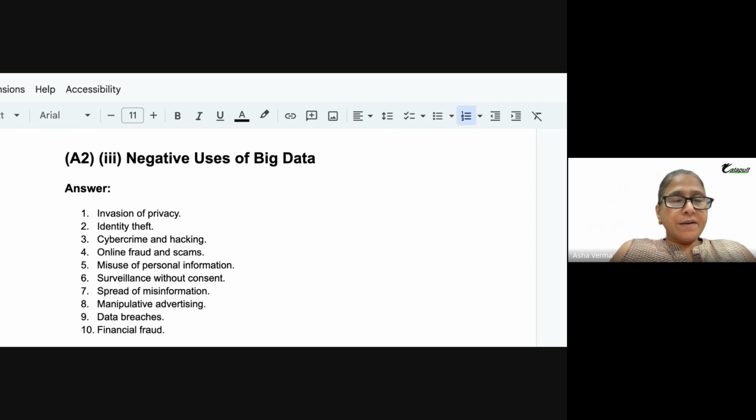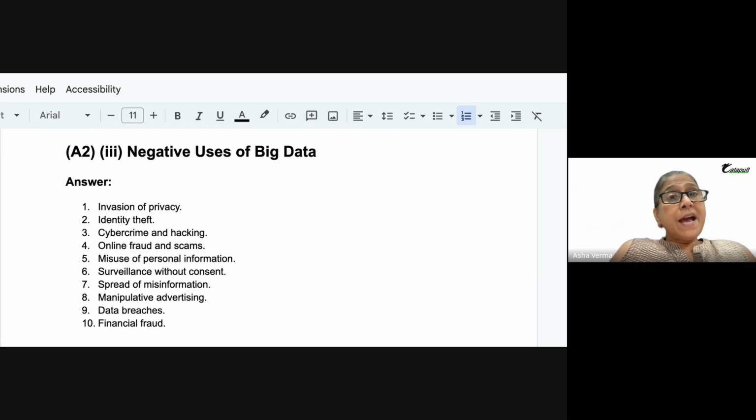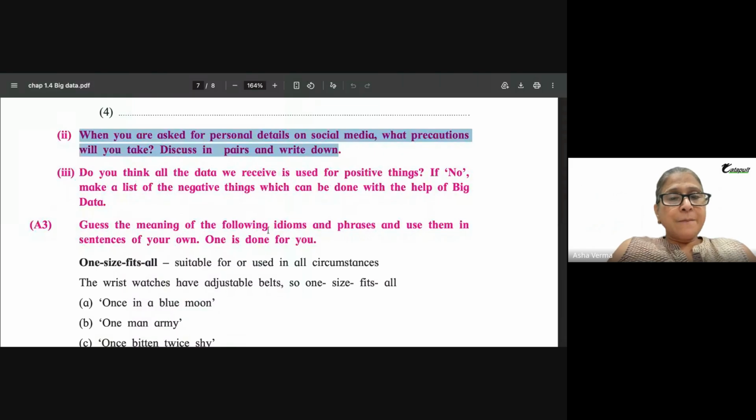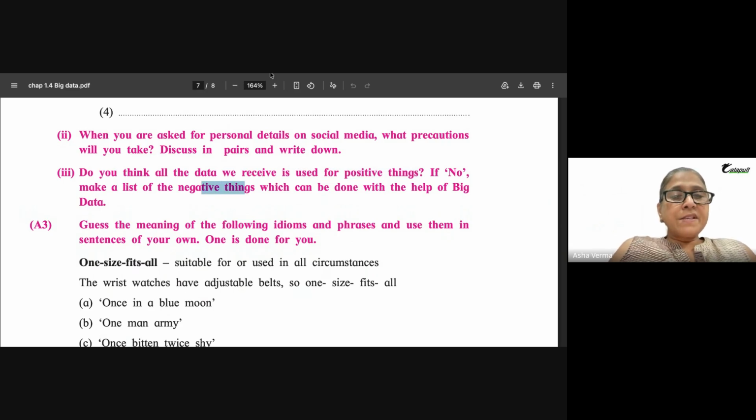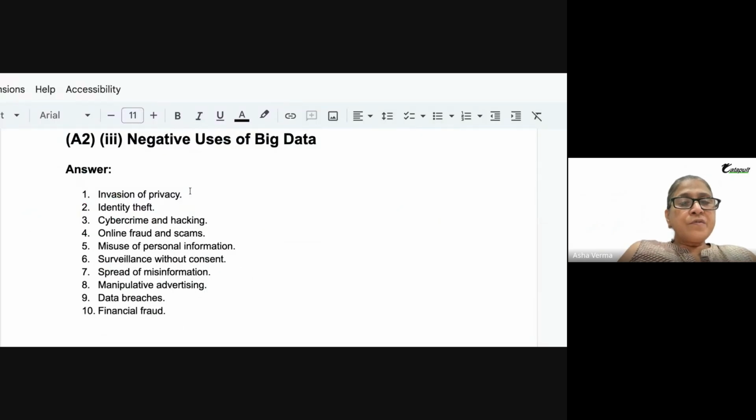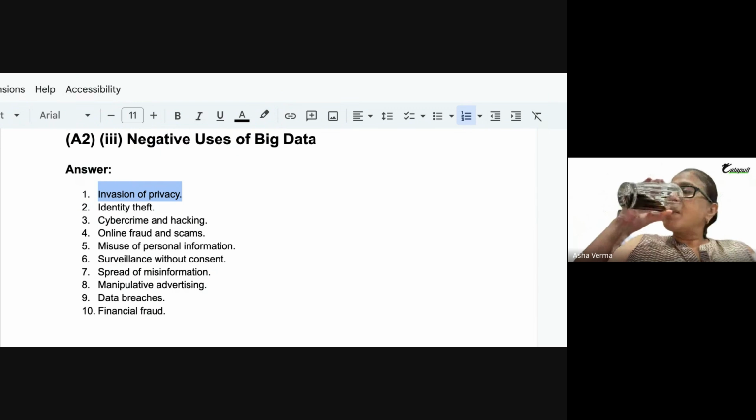Negative uses of big data. So big data has its benefits, but it also has its negatives. Everything about big data is not positive. It has some positives and some negatives, right? Because the same data that can be used for good things can also be used to harm you. So the negative impact of big data is invasion of privacy. Your private information can be shared with other people, someone else.